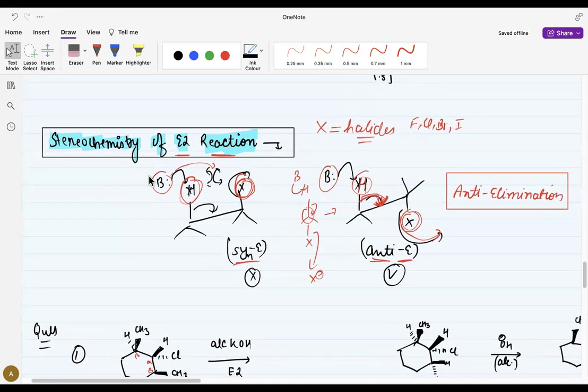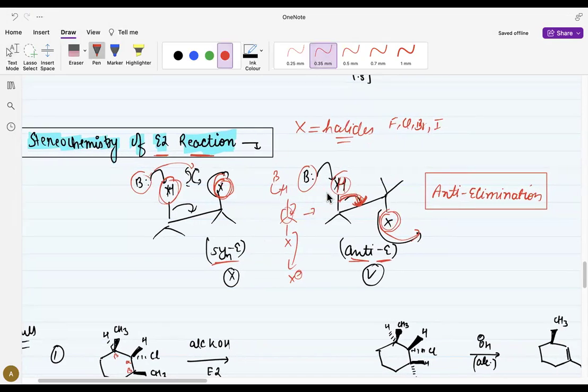So बेटा, in E2 elimination क्या होता है, base will come and will attack on anti position, मतलब एंटी अटैक होगा, यहाँ से हाइड्रोजन को लेके जाएगा, यहाँ से डबल बॉन्ड। So hydrogen should be anti of X, एक्स के एंटी होना चाहिए. These two are anti, then only base will come and take.